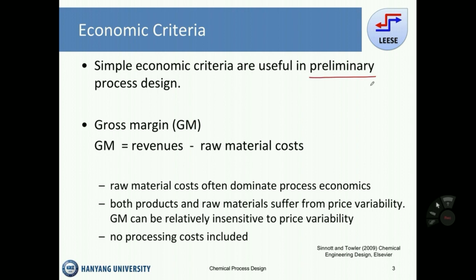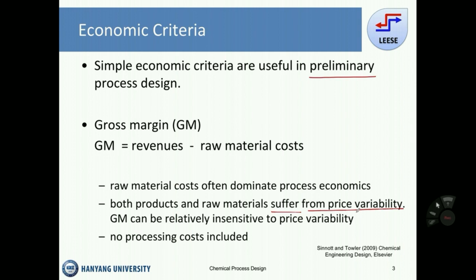Okay? So of course, if we have more information, we can add it into the gross margin calculation. But in the early stage of design, we do not have detail. So revenue will be taken into account against raw material cost. Okay? Of course, the cost of the product and the raw materials will vary in price. It depends on the market. Okay?